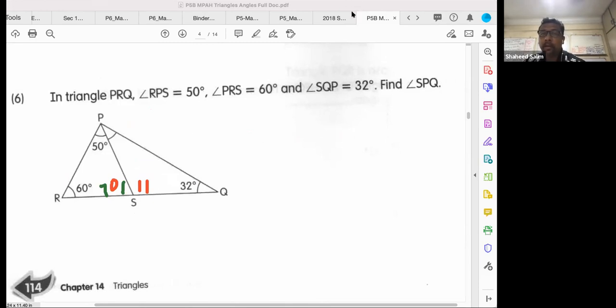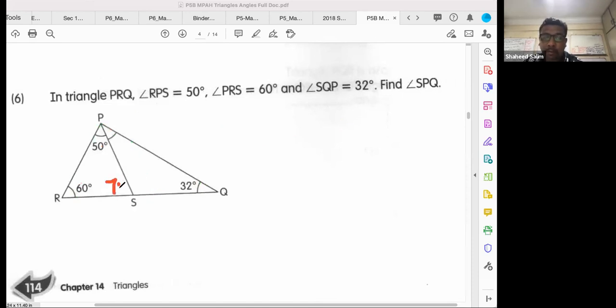Sorry, then you get 110 here. Then how to find this angle? 180 minus 110 minus 32, get 38. There's one shortcut method, the sec2 method I told you about. What is the sec2 method?